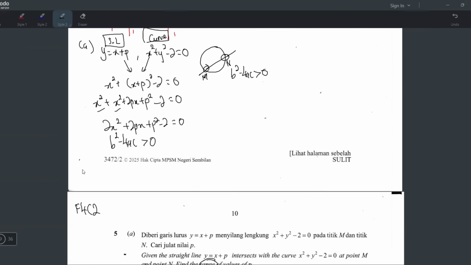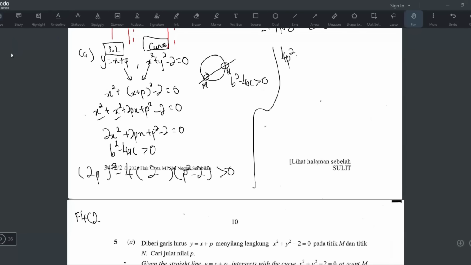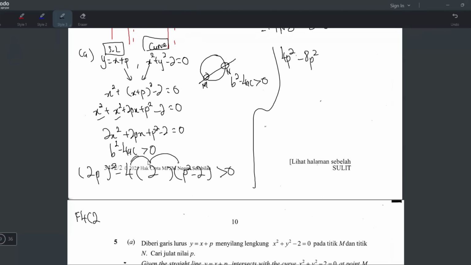Alright, so let's do b squared minus 4ac bigger than 0. b is 2p, a is 2, c is p squared minus 2. 2p squared, when you expand, you get 4p squared. High chance you will get a quadratic inequality later, and if it's a quadratic inequality, you have to do the graph sketching method. Negative 4 times 2 is negative 8, times p squared is negative 8p squared. And then negative 8 times negative 2 will be positive 16, and then bigger than 0.